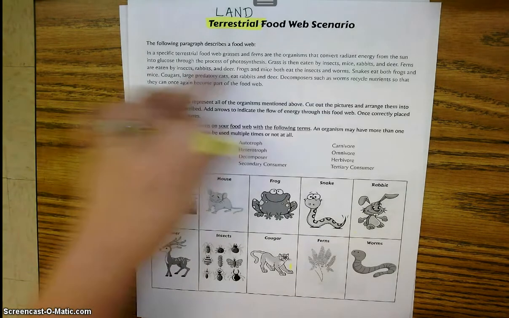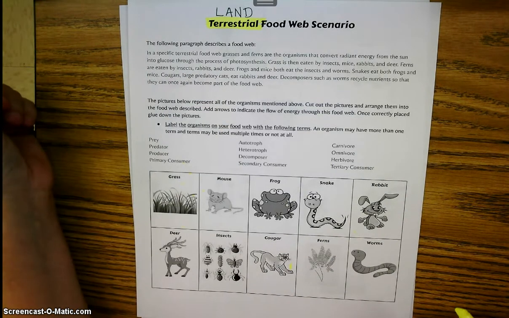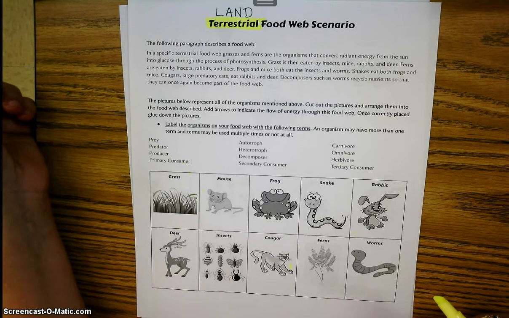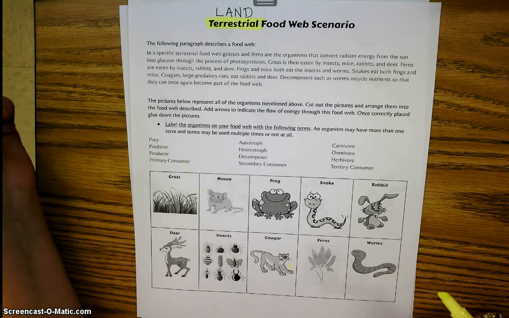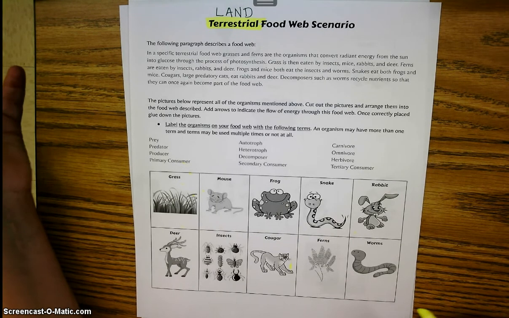After you've read through this, it says, in a specific terrestrial food web, grasses and ferns are the organisms that convert radiant energy from the sun into glucose through the process called photosynthesis. Grass is then eaten by insects, mice, rabbits, and deer. Ferns are eaten by insects, rabbits, and deer. Frogs and mice both eat insects and worms. Snakes eat both frogs and mice. Cougars, which are large predatory cats, eat rabbits and deer.